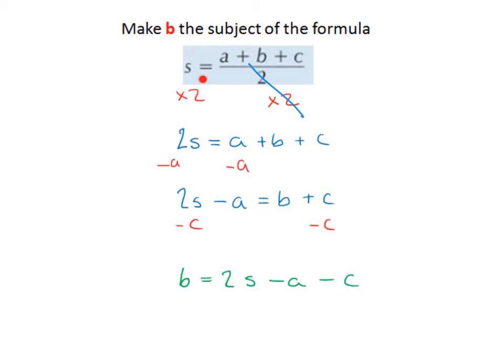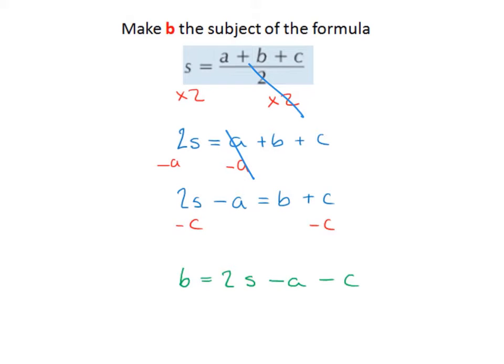If I multiply by 2 on the right, I must multiply by 2 on the left. S multiplied by 2 is going to be 2S, and this is equal to A plus B plus C. So now I'm going to get rid of the A. The opposite of A is minus A, so they'll cancel out. If I minus A on the right of the equal sign, I must minus A on the left. So I've got 2S minus A equals B plus C.